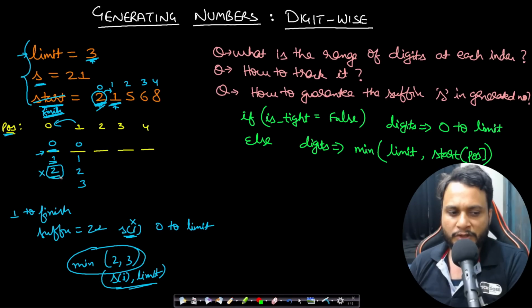But if you had chosen 2 here on the left hand side, that is actually matching up with the s at I, then the next number should be taken as the minimum of 1 comma 3. These are the two cases that you will see.